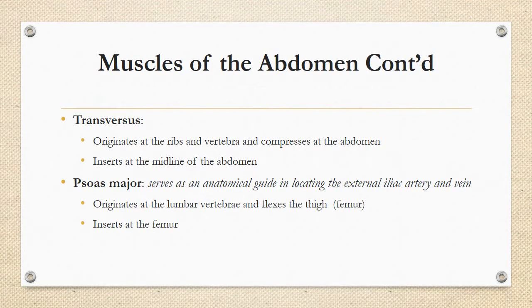Your transversus inserts at the midline of the abdomen as well, but it originates at the rib and vertebrae and compresses the abdomen. Your psoas major serves as an anatomical guide in locating the external iliac artery and vein. So it's down there by your femur, flexes the thigh at your femur, and it inserts at the femur. So it's also good to know this when you're embalming.